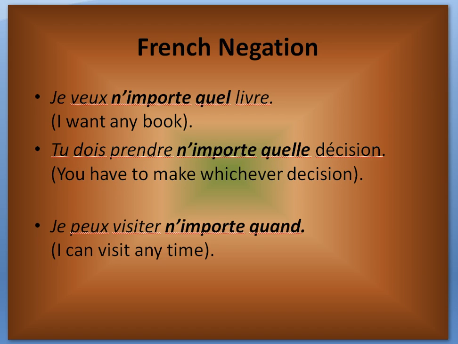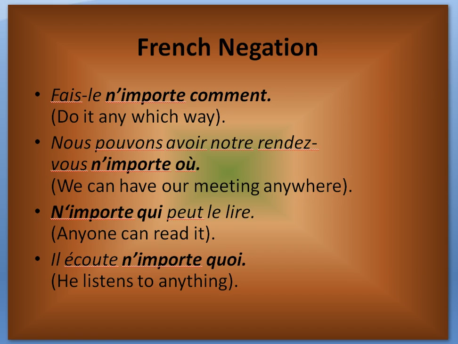So n'importe quel can be translated as any or whatever or whichever, n'importe quand, at any time. There are a few more. Fais-le n'importe comment. Do it anyway. Nous pouvons avoir notre rendez-vous n'importe où. N'importe où means anywhere. N'importe qui peut le lire, anyone. Il écoute n'importe quoi. N'importe quoi means anything.